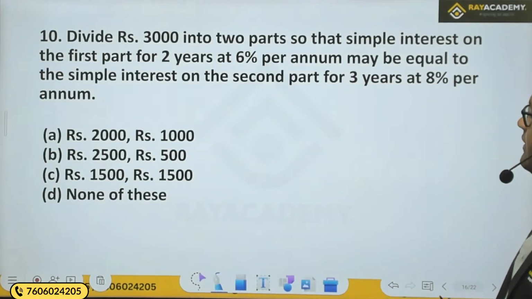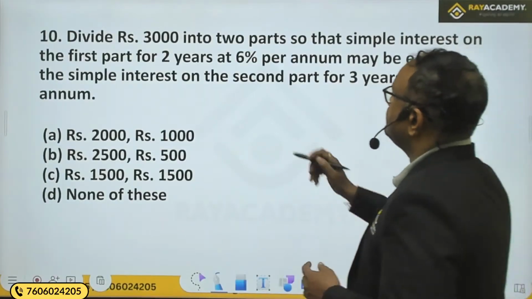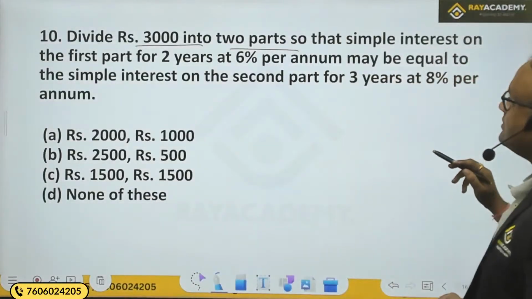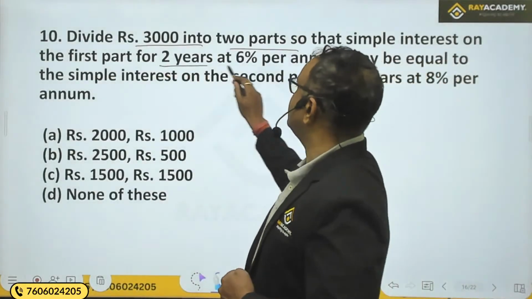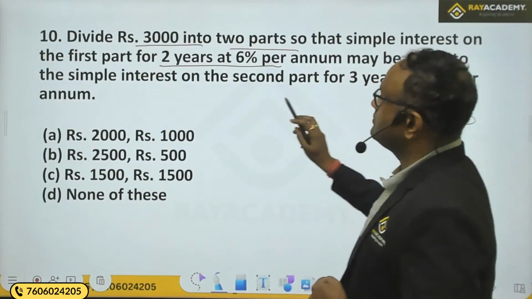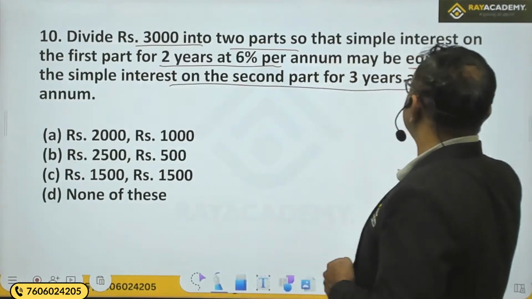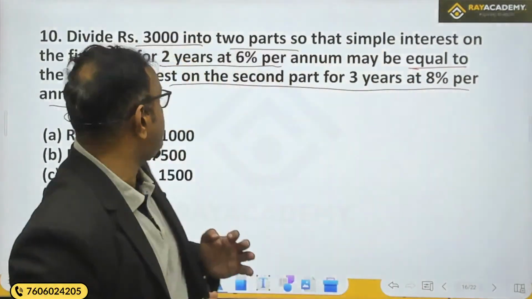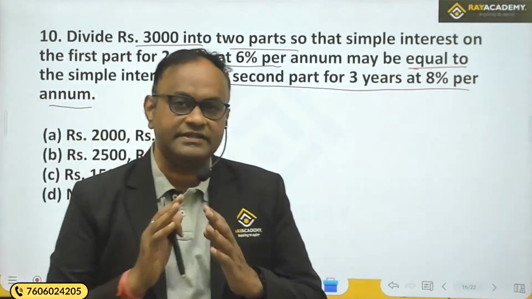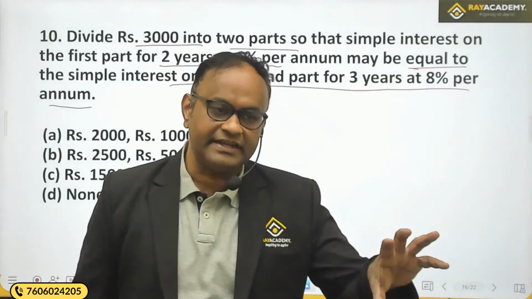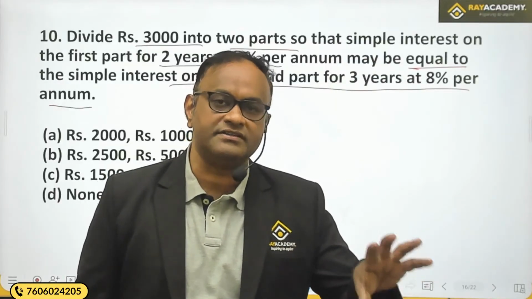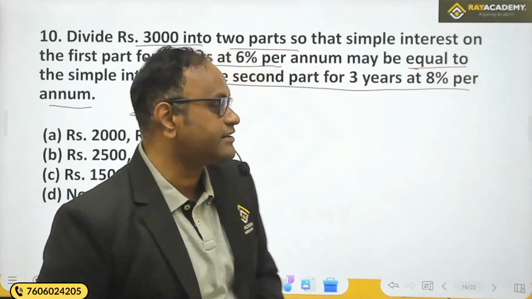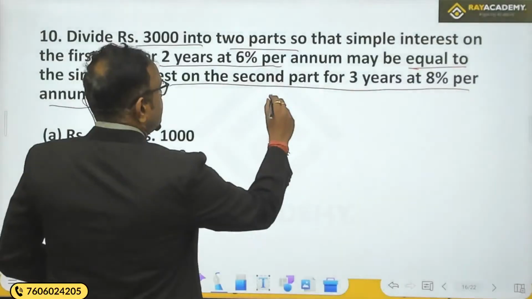Now this is the question: divide 3000 rupees into two parts so that the simple interest on the first part for 2 years at 6% per annum may be equal to the simple interest on the second part for 3 years at 8% per annum. So we divide 3000 rupees into two parts. One part is invested for a certain number of years at a certain rate of interest, and another part is invested at another rate of interest and another time period.